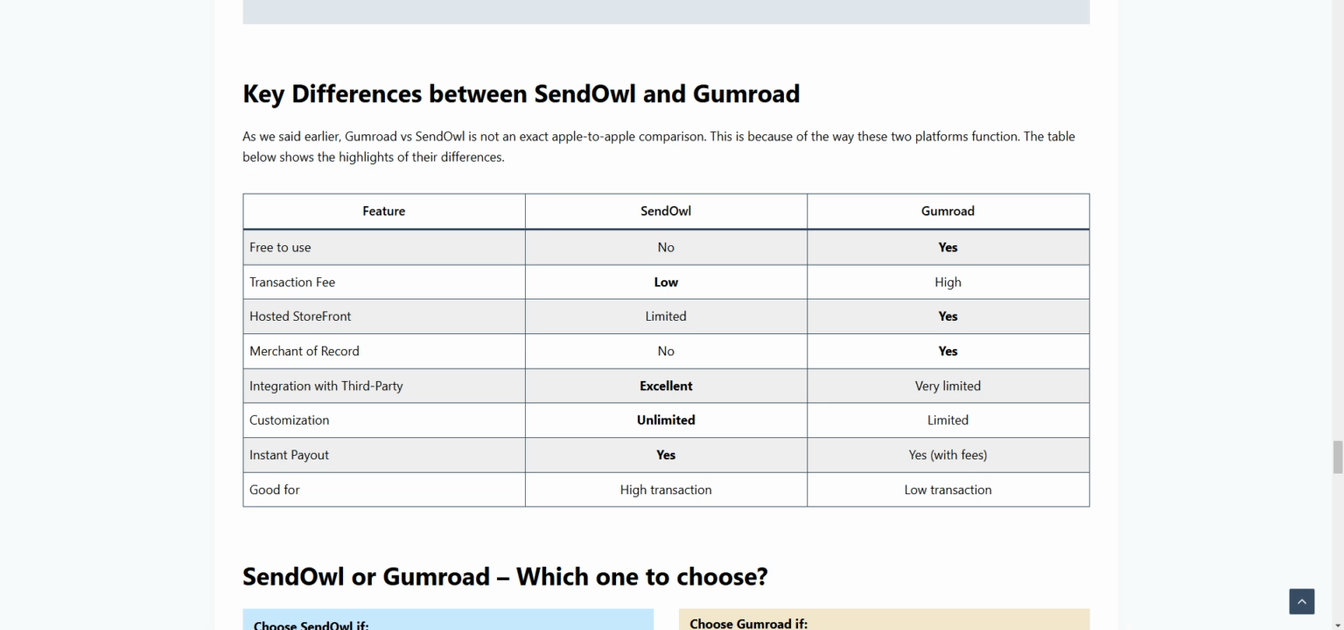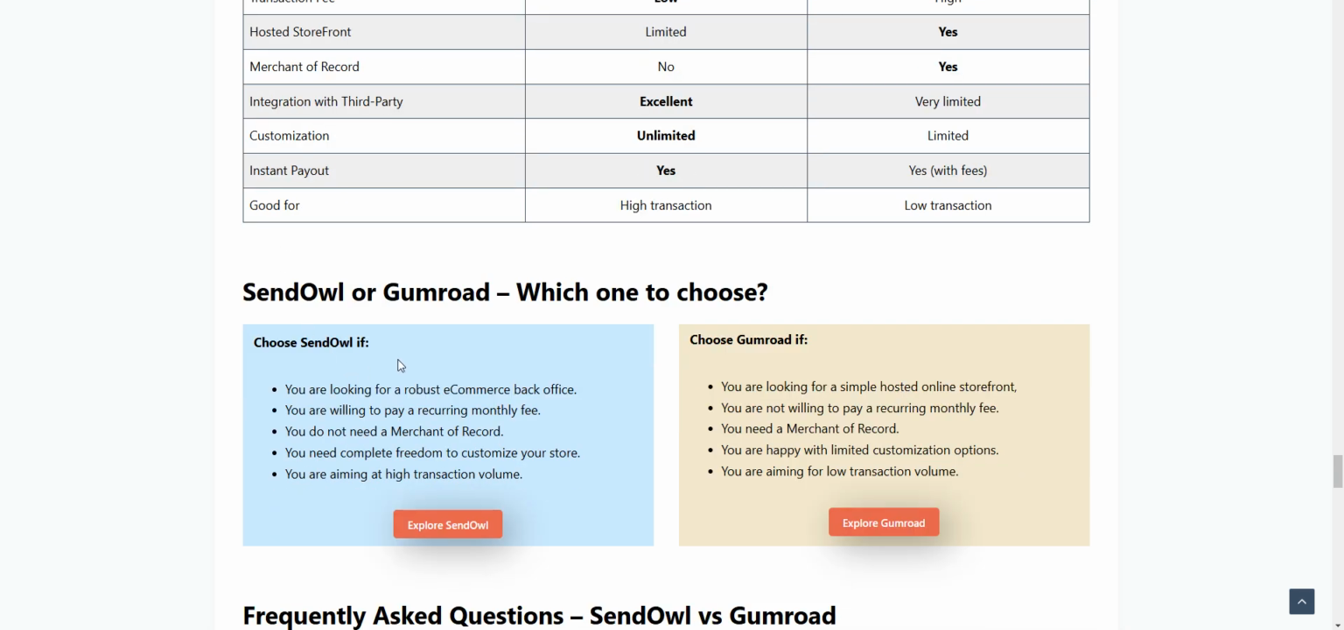Customization in Sendowl is unlimited. In Gumroad, it is limited. Instant payout is yes with both of them, but in Gumroad, you have some fees, and Sendowl is good for high transactions, and Gumroad is good for low transactions. Now, which one to use?